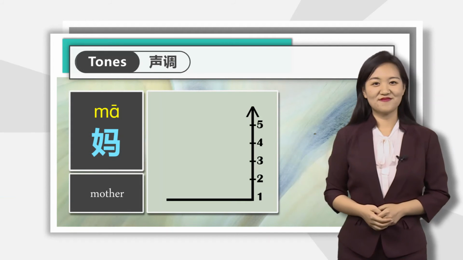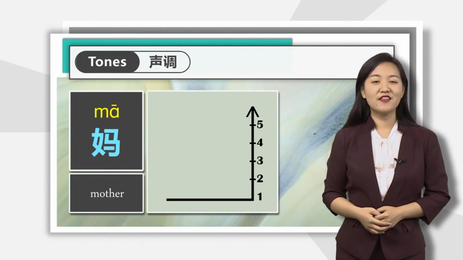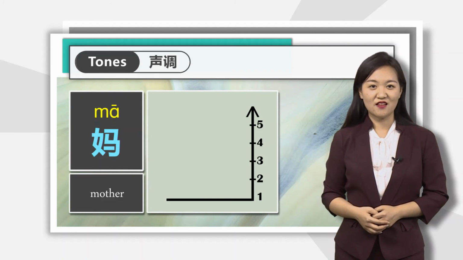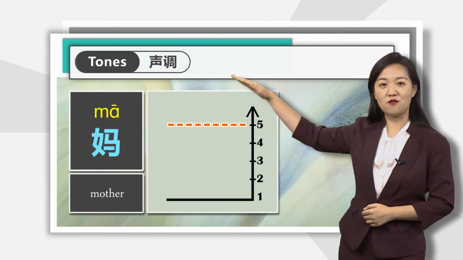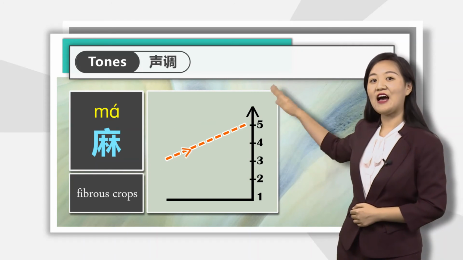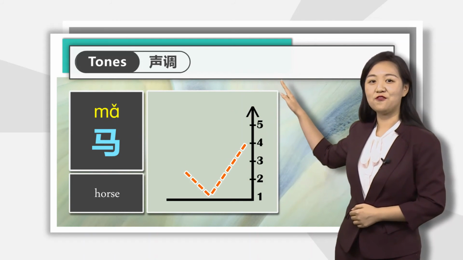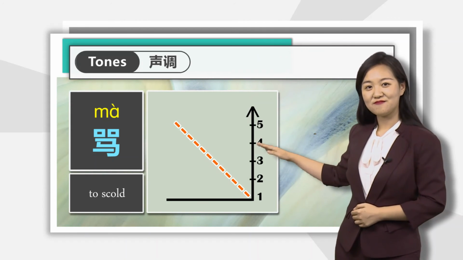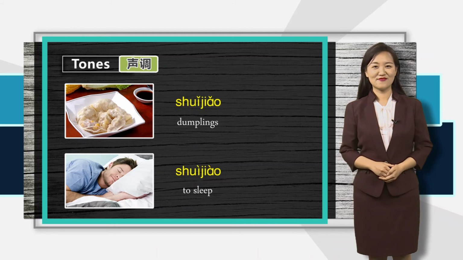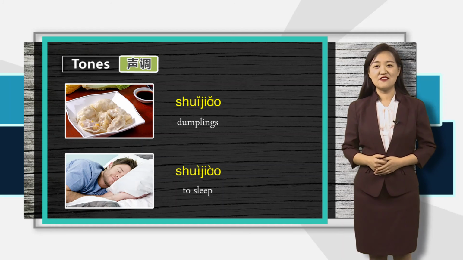In addition to initials and finals, Chinese syllables also include the tones. There are 4 tones in Mandarin. They are the first tone, ma, the second tone, ma, the third tone, ma, and the fourth tone, ma. You may ask, are the tones important in Chinese? Yes, they're very important because they make difference in meanings.